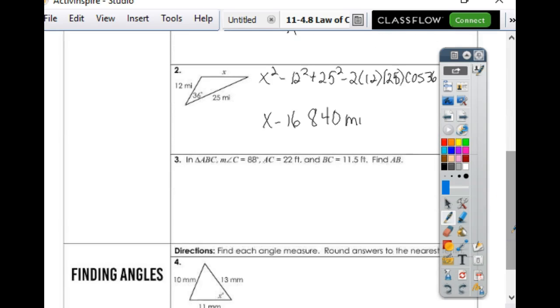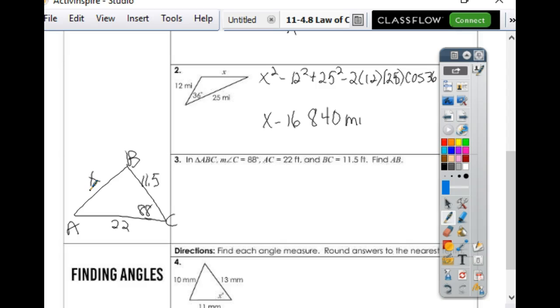Okay, so for the last one, to do this, you have to draw the triangle. You're going to get this wrong. So this is triangle ABC, and here's my triangle. It doesn't matter how you label it, as long as you label it and you put the numbers in the right place, you get the same answer. So when I do that, angle C is 88, AC is 22, BC is 11.5, and I want to find this.